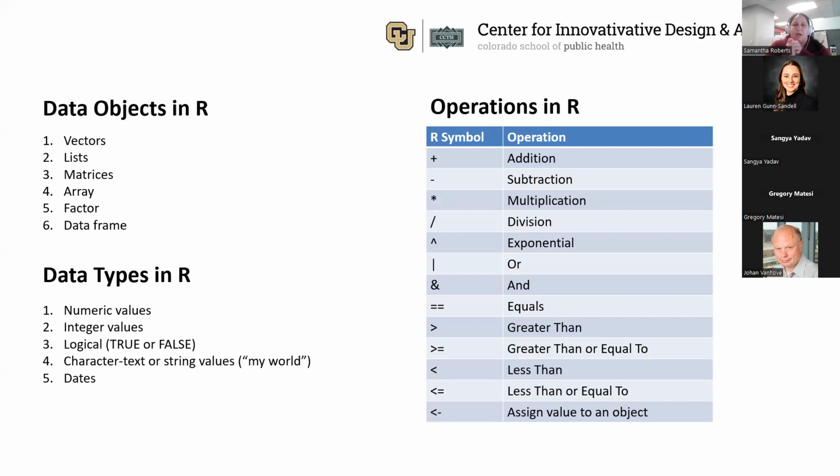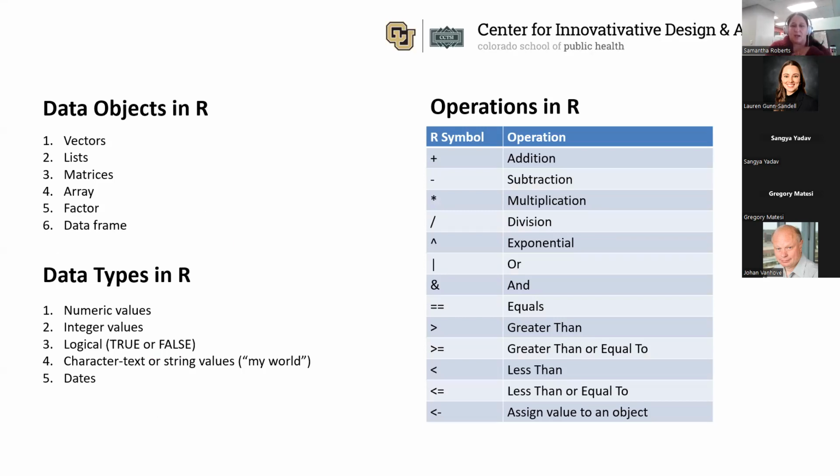So now I want to talk about different data objects in R and different operations that you can use in R when you're coding. The objects in R are vectors, lists, matrices, arrays, factors, and data frames. We're mostly going to be dealing with vectors, factors, and data frames.